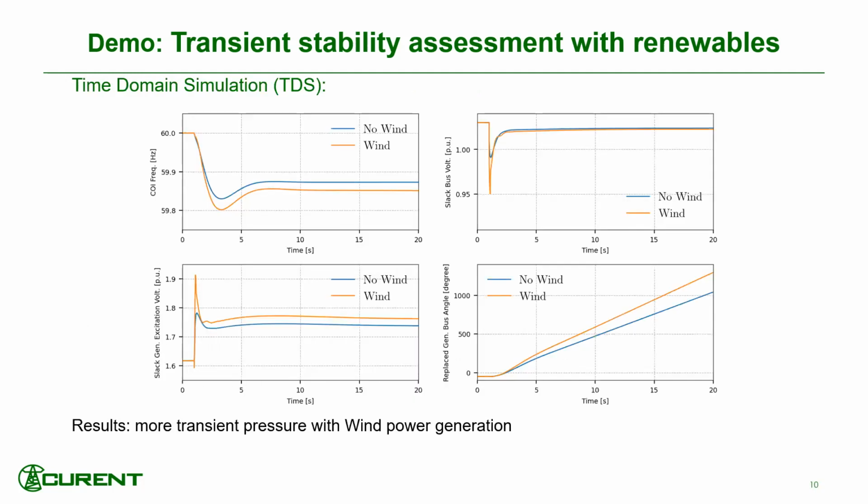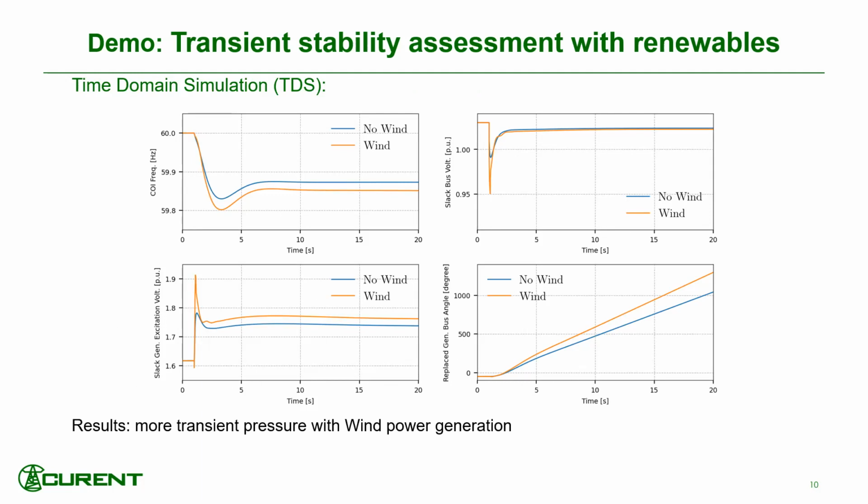And then let's do the simulation. This is the time domain simulation result. So on the top two figures, I plotted the system-wide frequency on the top left and the slack bus voltage on the top right. And on the lower ones, I plotted the slack generator excitation voltage on the lower left and the bus angle on the lower right.